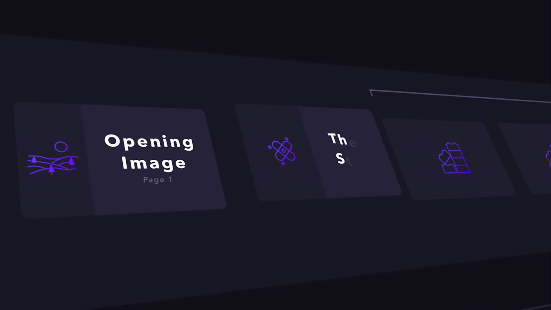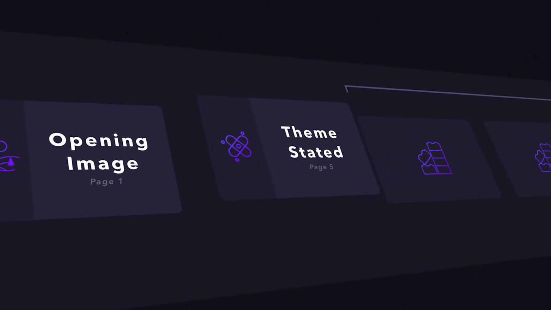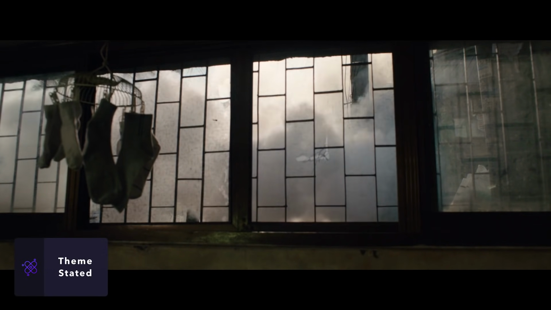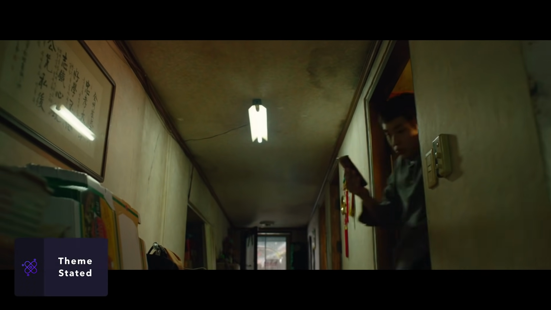Next comes the theme stated beat. This is the guiding principle for the film and often leads the hero through their journey. In this scene, we get the perfect visualization of the Kim family's situation. Gi-woo's plan is to work hard enough to lift his family out of poverty.